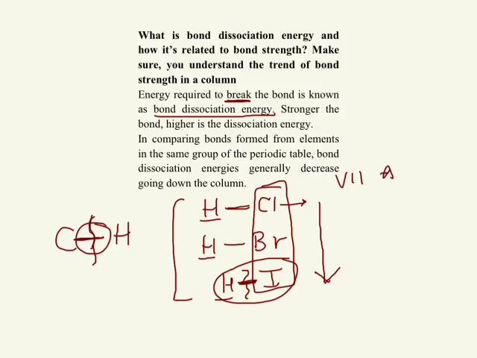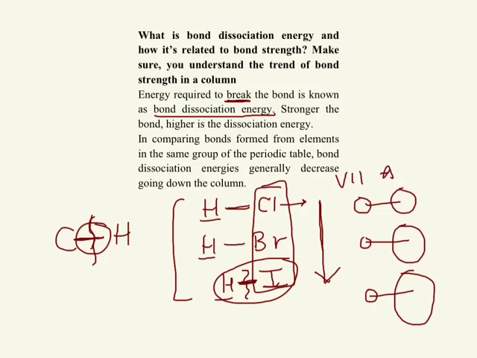And why is that? Because when you go down the group, size is increasing. So hydrogen is this size, chlorine is this size, so this is the bond, and then you're making this atom bigger. When you have too much size mismatch, that weakens the bond, and that means it's easier to break the bond. So keep in mind that if you have elements in the same group of the periodic table, then the bond dissociation energy decreases going down the group.